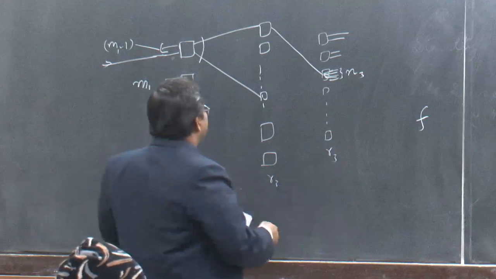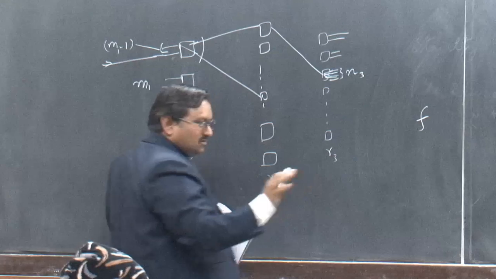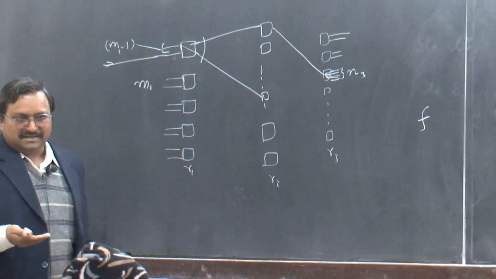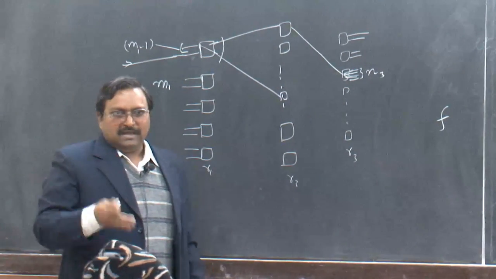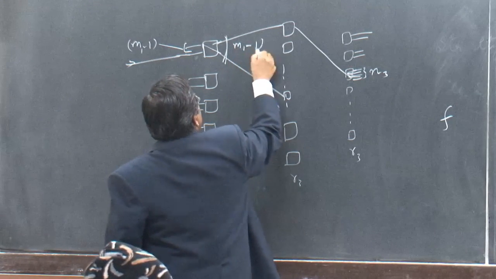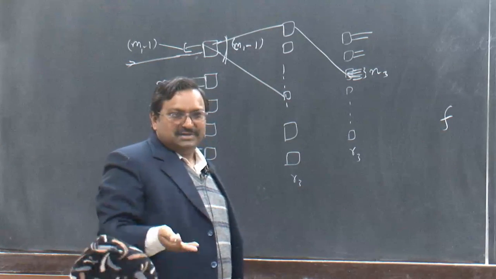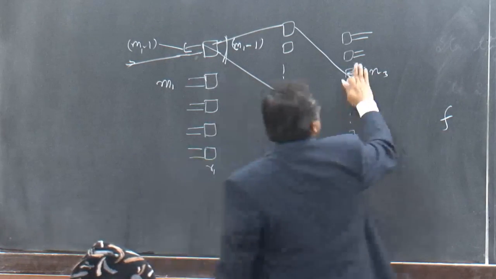Fan out can also happen in the first stage, because I can do a fan out here and then this can do the fan out, that's also possible. I am not taking that case as of now. I am looking at the worst case scenario. So there M1 minus 1 are occupied, only one is free, which has to be routed to somewhere.